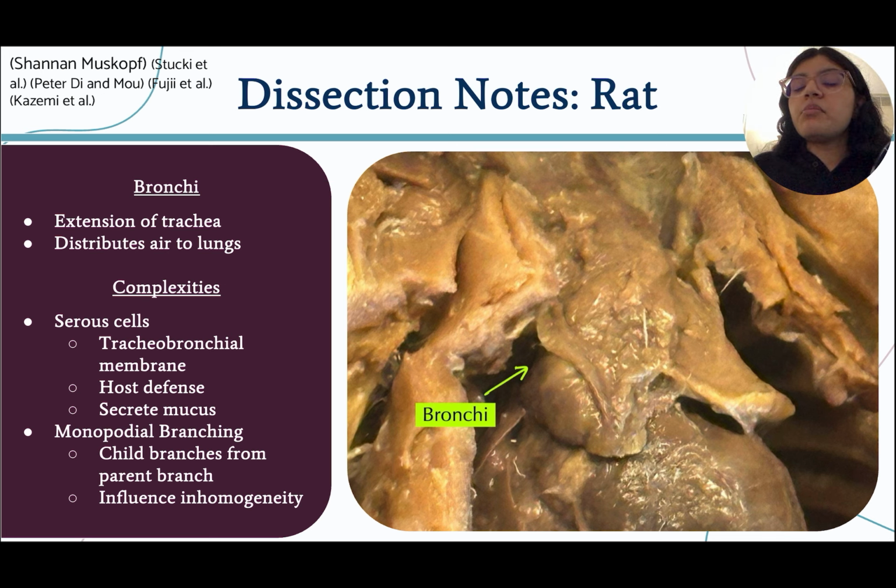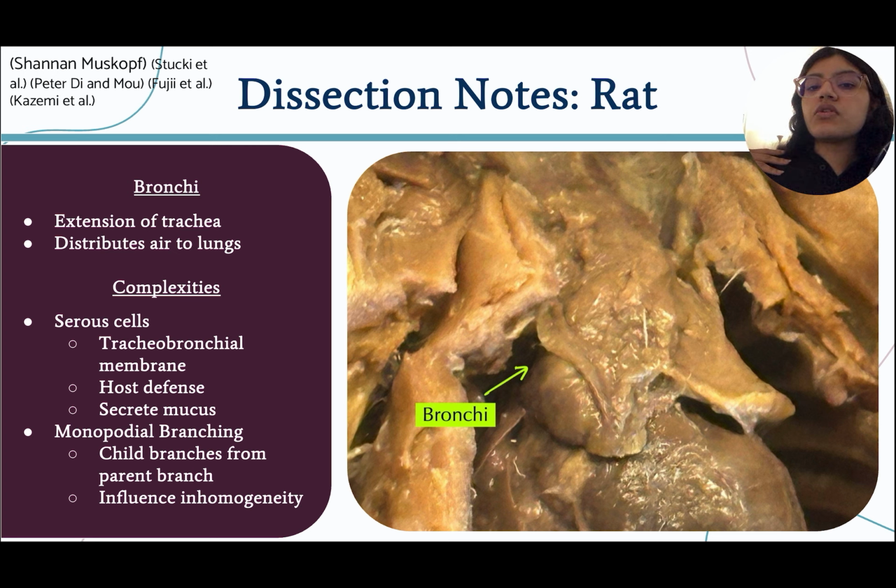And some complexities here are that there's serous cells, which are cells that line both the trachea and the bronchi, and these help with host defense because these cells secrete mucus that contains water, antimicrobial compounds, and enzymes that help latch on and break down bacteria found in the air.